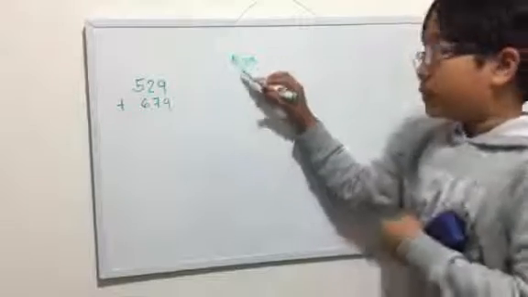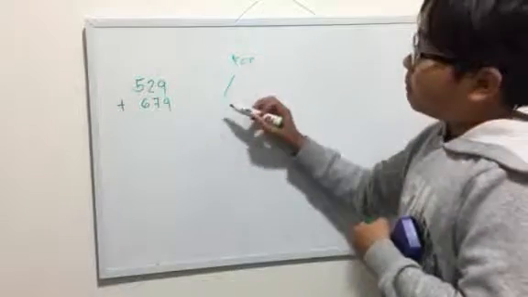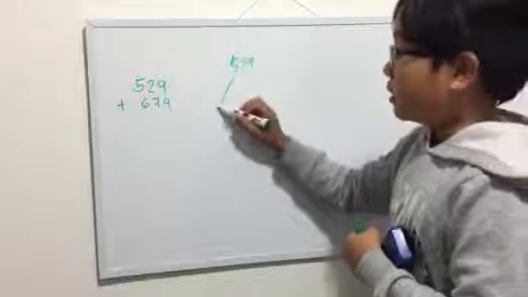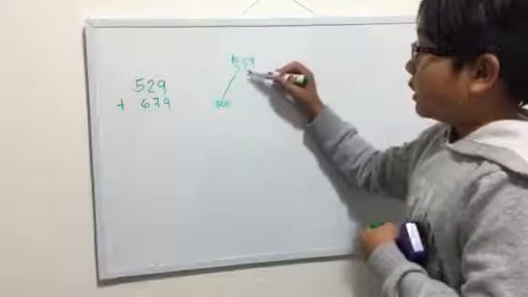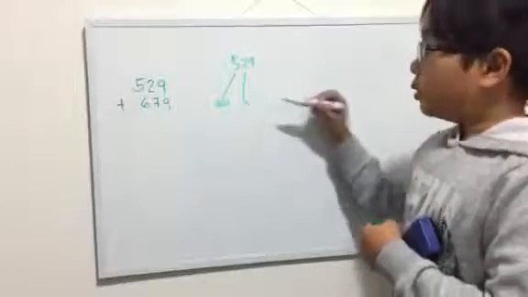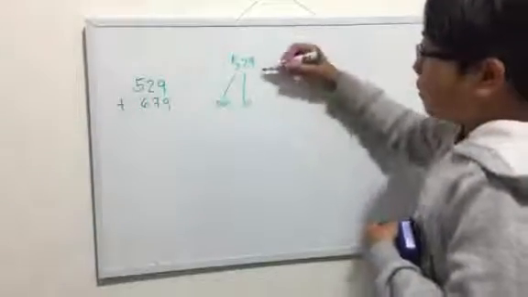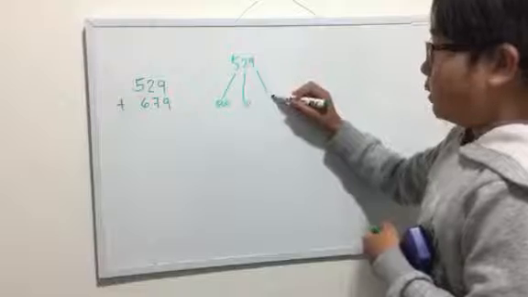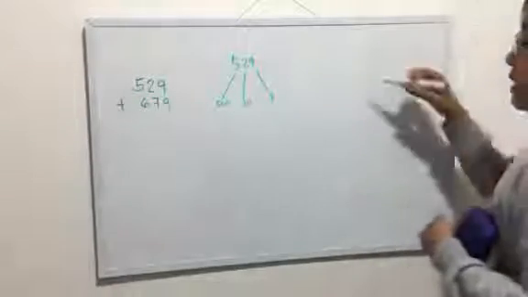So 5 is hundreds. So we put the 5 here and turn it into 500. Then 2 is a tenth, so we put it here and do the 20. And 9 is a ones, so obviously we're going to do 9.